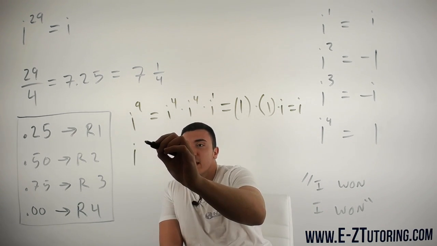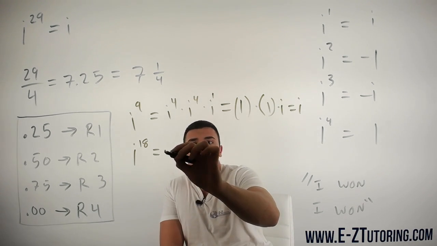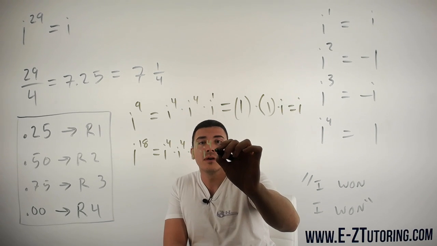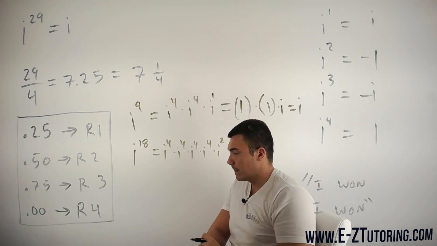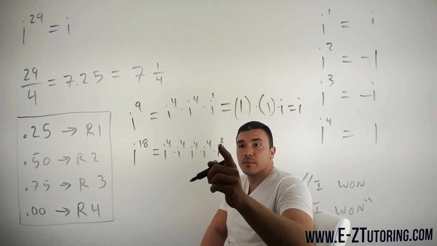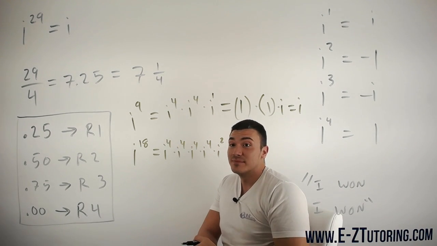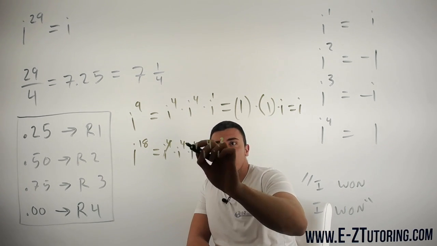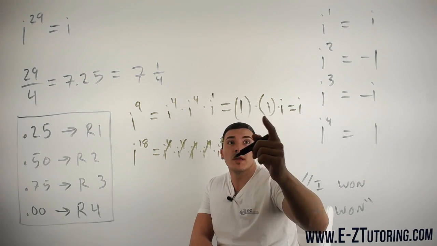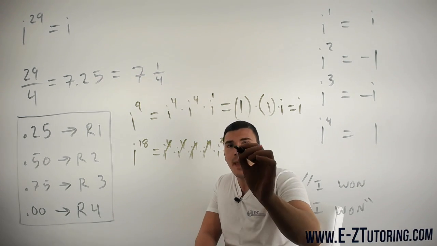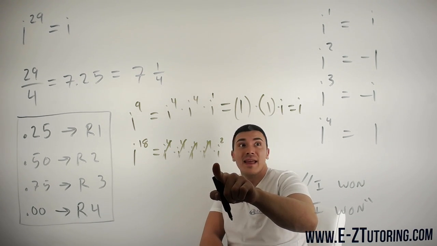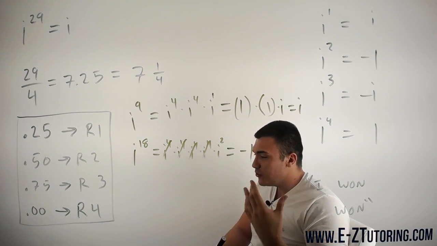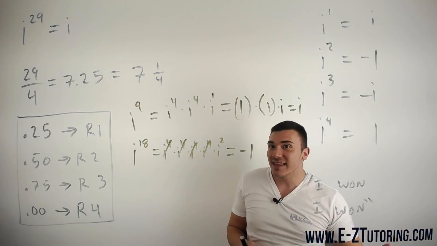Now let's say I'm writing i to the 18. We know that that's equal to i to the 4 times i to the 4 times i to the 4 times i to the 4 times i squared. 4 plus 4 plus 4 plus 4 plus 2 is indeed 18. We know that i to the 4 is 1, right? So we can just cancel all these out. Instead of writing 1 times 1 times 1, which is a waste of time, just cancel them out. We're left with just i squared. And we know that i squared is -1. That is how you simplify i's. That is the idea that goes behind it.